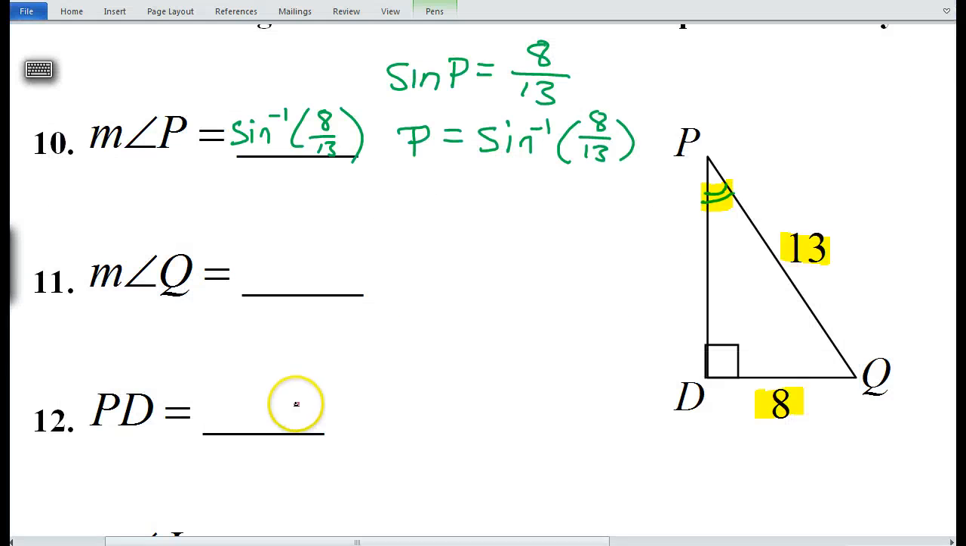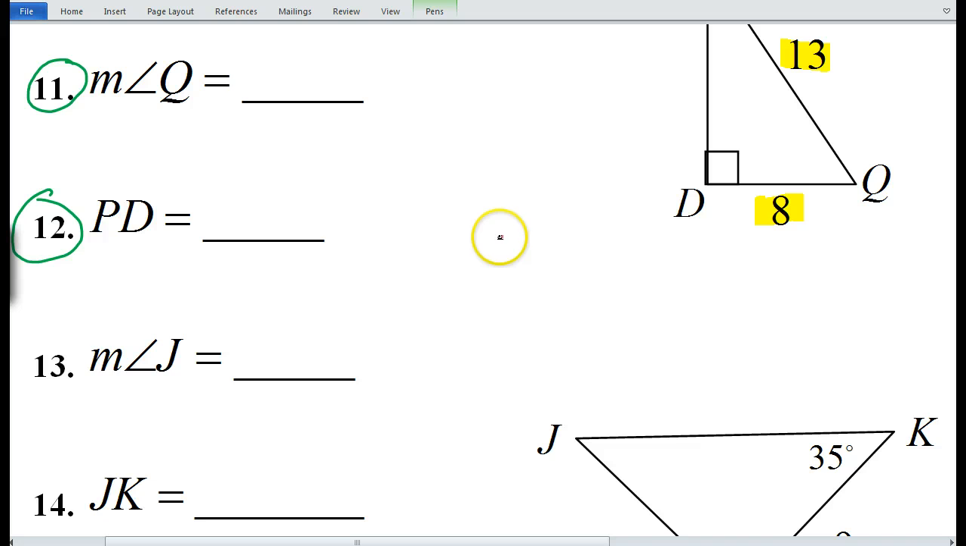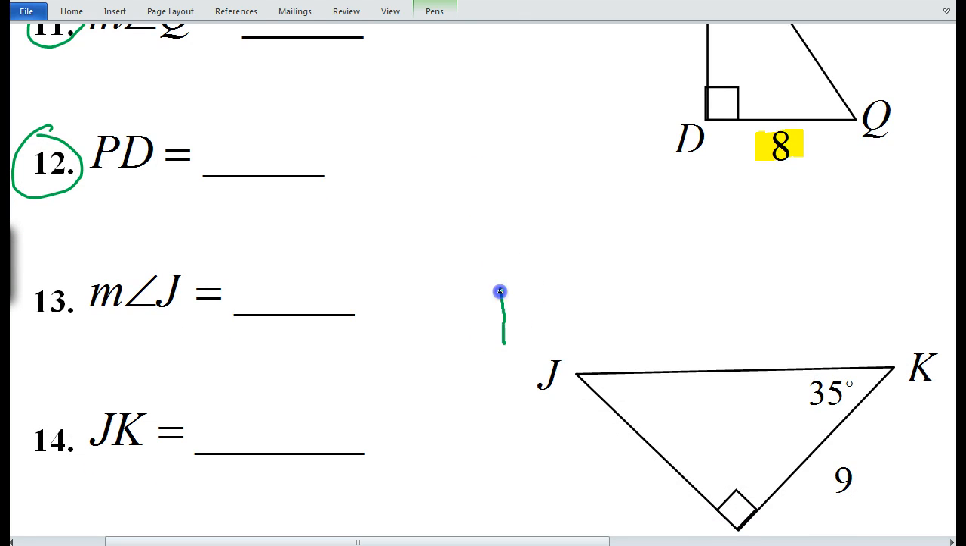Okay, let's go back. I'm going to leave you to find number 11 on your own as part of your homework. How would I find PD? I would do the Pythagorean Theorem. A squared plus b squared equals c squared. Again, I'm going to leave you to do number 12 on your own. Just do the Pythagorean Theorem. I'll give you that hint. Okay, moving on down.